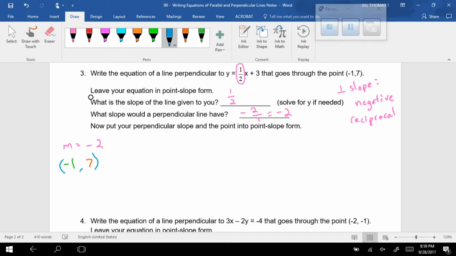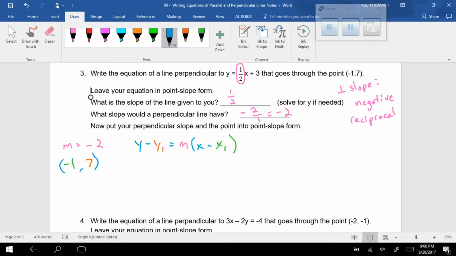All right, so our point slope formula is y minus y1 equals m times x minus x1. There we go. So we're just gonna substitute our points and values that we know.